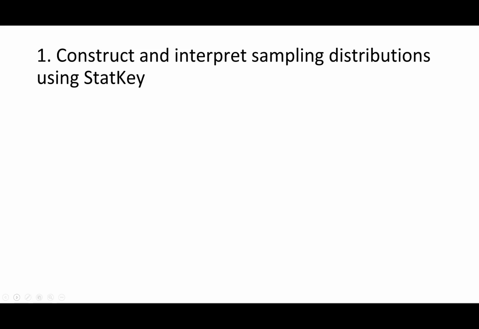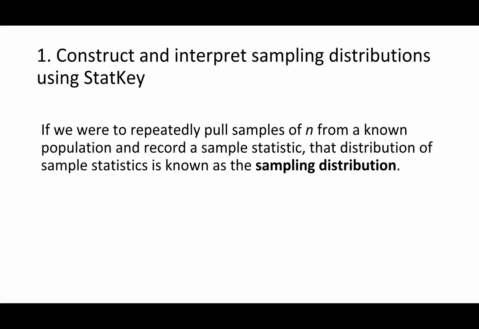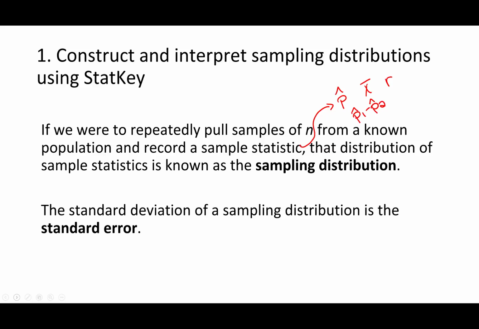Construct and interpret sampling distributions using StatKey. A sampling distribution is a distribution of sample statistics. If we were to repeatedly pull samples of n from a known population and record a sample statistic, for example, all of the sample proportions, means, correlations, even the difference in two means or the difference in two proportions, that distribution of sample statistics is known as the sampling distribution. The standard deviation of a sampling distribution is the standard error.